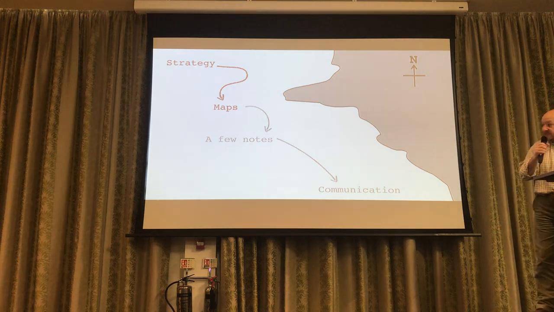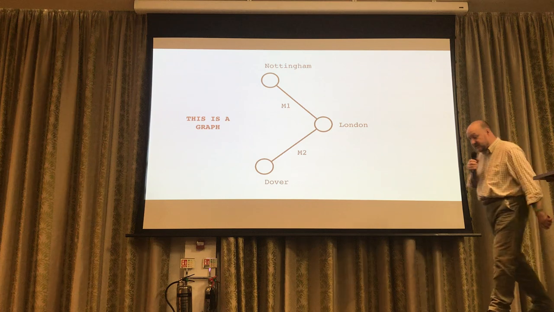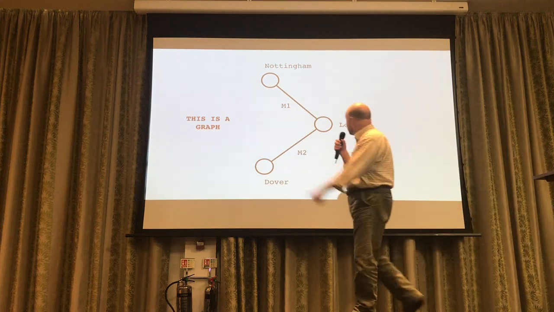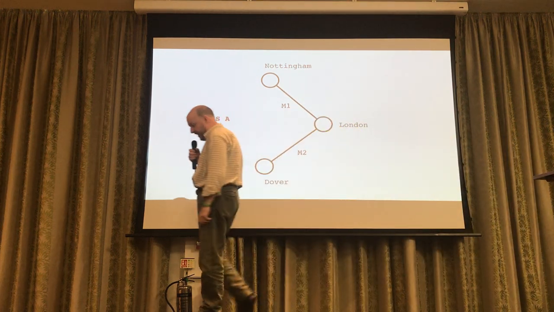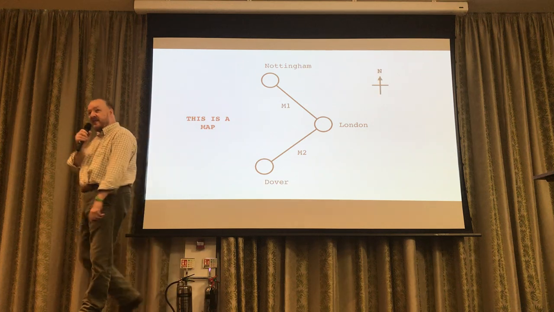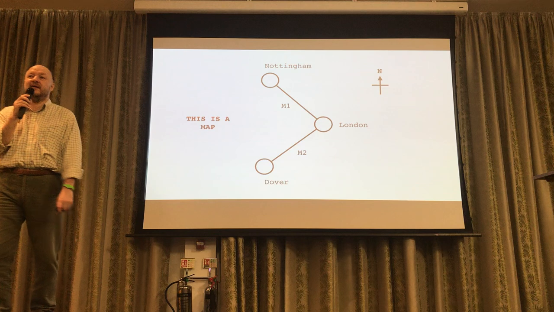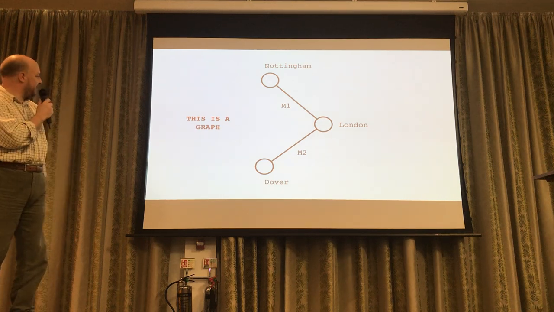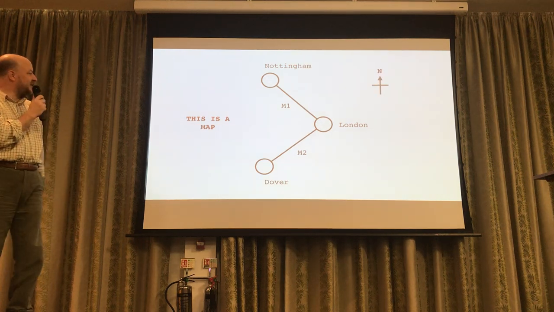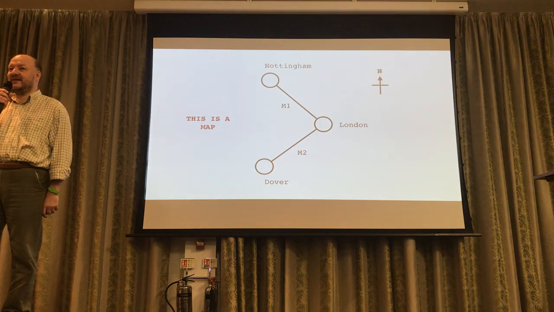So, if maps are important, what is a map? Well, this is a graph. Nottingham, London, Dover. M1, M2. This is a map. Do you see the difference? Let's go back. This is a graph. This is a map. Do you see the difference?